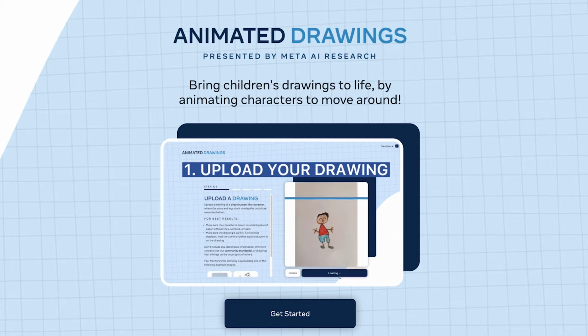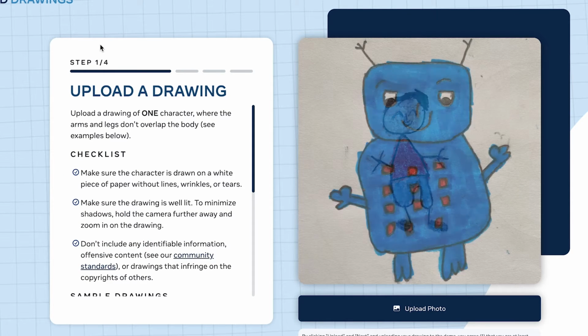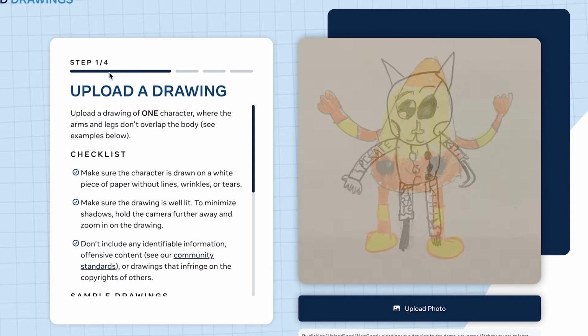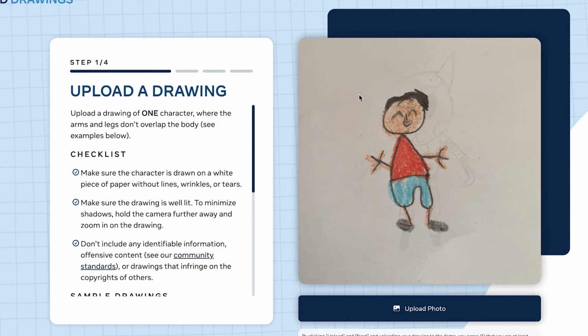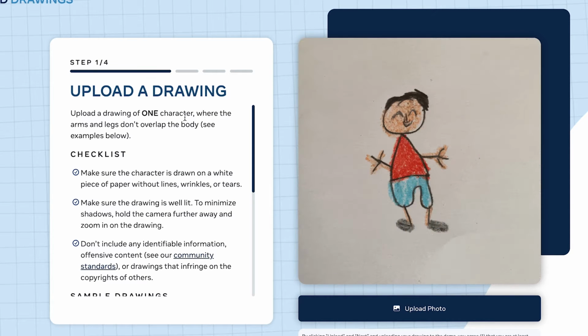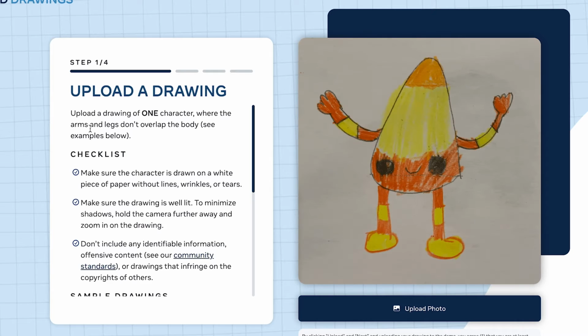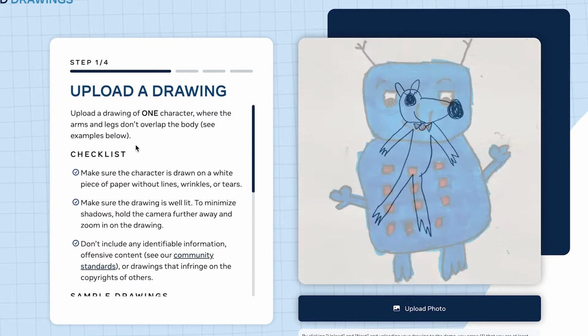So to start with, you just come down here and say get started, and you will see that there are 4 steps required for you to animate your images or your sketches. The first one is to upload a drawing of one character where the arms and legs don't overlap the body. Now see the example below.